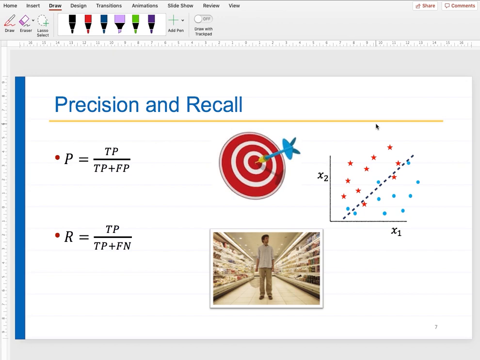The important thing is precision and recall are defined for detecting some class. So let us say I am detecting roses, like the red ones are the roses. What is the precision of this classifier? And what is the recall of this classifier? And what is the accuracy? You have already told, accuracy is 80%.